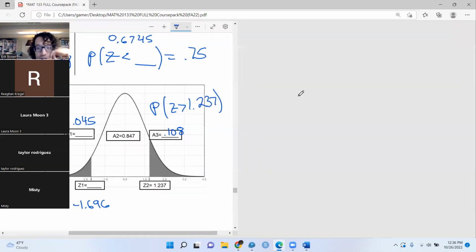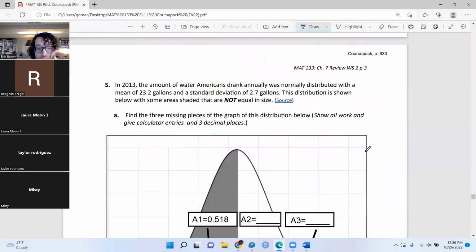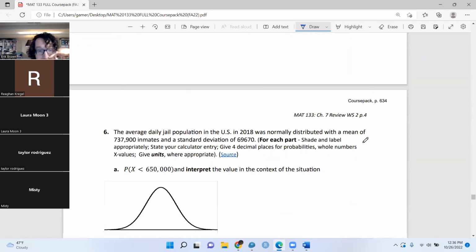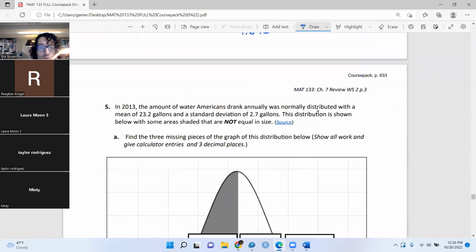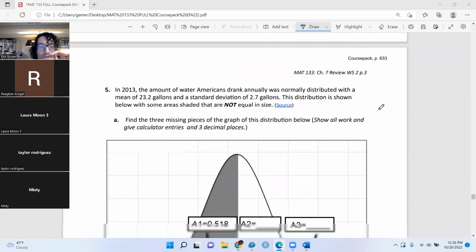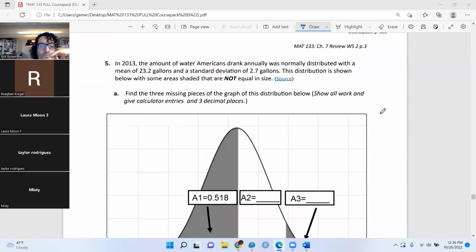Okay, if there's no questions, we still have 24 minutes and we only have 2 questions left. Quick note, is this a standard normal or just normal distribution? And how do you know?